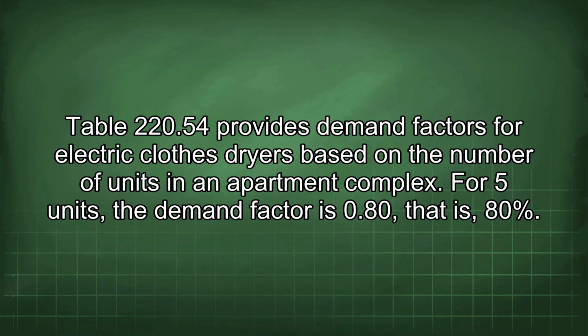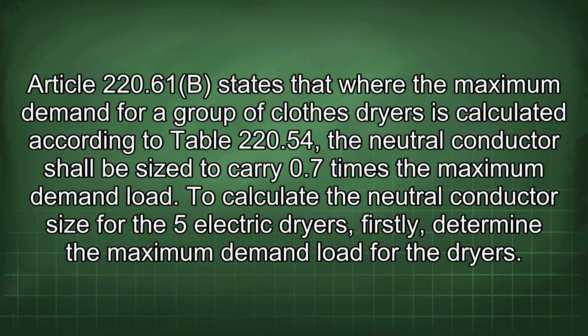Table 220.54 provides demand factors for electric clothes dryers based on the number of units in an apartment complex. For 5 units, the demand factor is 0.80, that is, 80%. Article 220.61(B) states that where the maximum demand for a group of clothes dryers is calculated according to Table 220.54, the neutral conductor shall be sized to carry 0.7 times the maximum demand load.